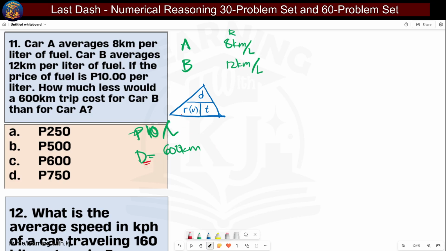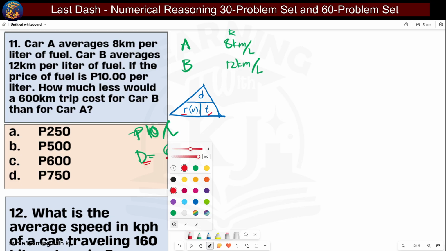Kapag hahanapin mo naman yung rate, dapat distance over time, or kapag hahanapin mo naman yung time, total time na tinake ng, let's say for example, car A in traveling a total of 600 distance, dapat distance over rate naman, or distance over velocity naman, yung inyong isosolve.